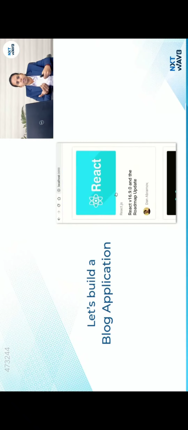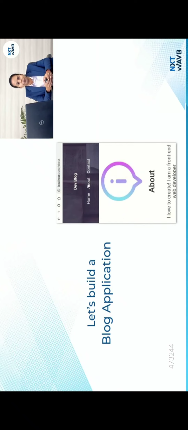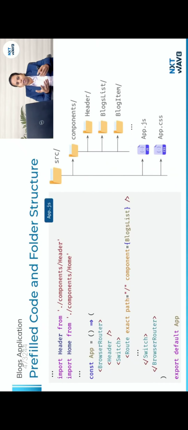So there is a list of blogs, right? And then on clicking a particular blog, we want to display the blog content. Okay, so this is what we want to achieve. Related to this, some pre-filled code is available for you. You can have a look at the folder structure there.